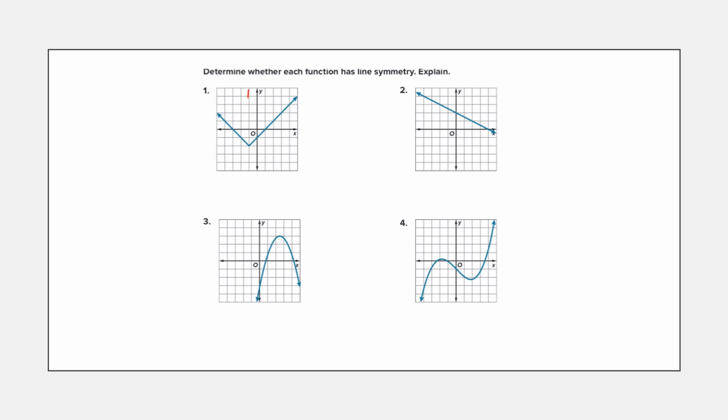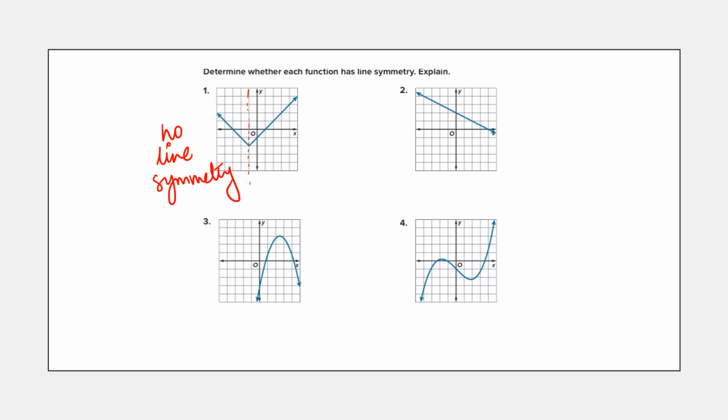If I try to draw a line here in between, then it doesn't show line symmetry. This is small, this is big. So no line symmetry. Similarly, this one again has no line symmetry. This line also doesn't have line symmetry.